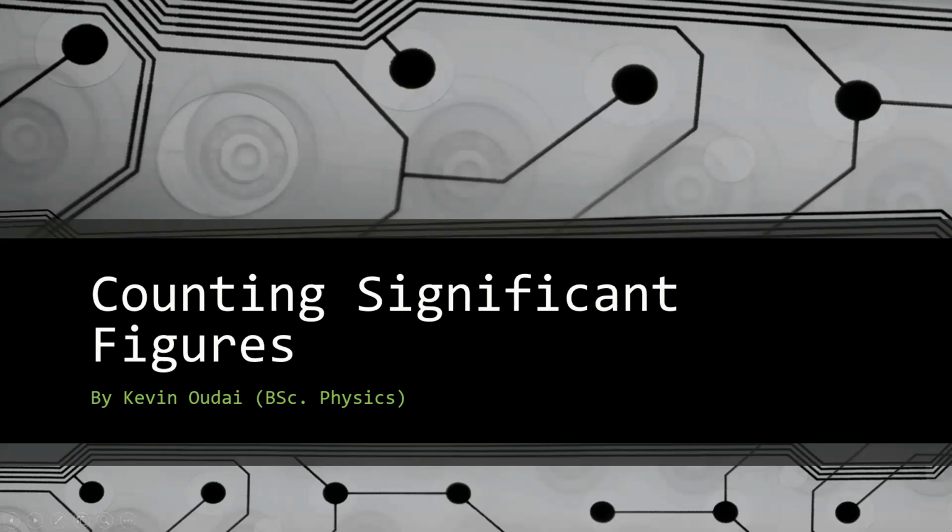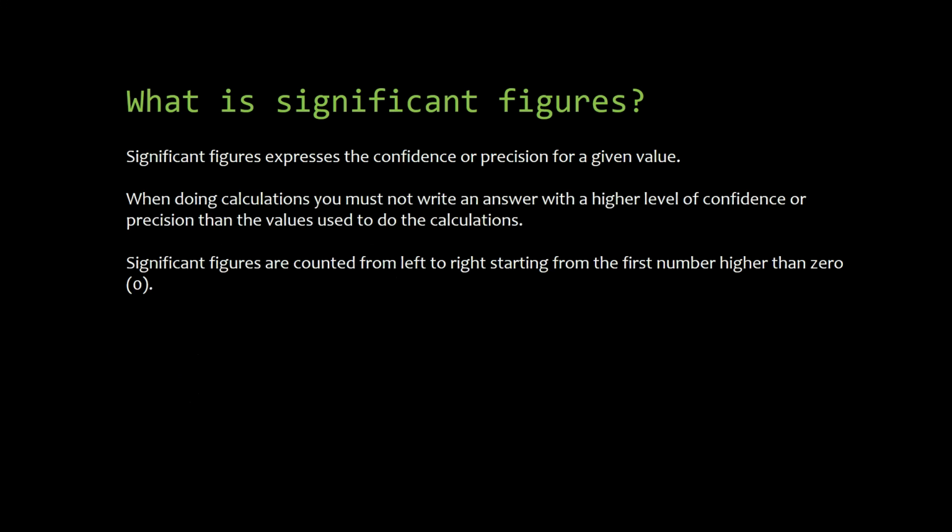In this part of the lesson, we are going to look at counting significant figures. Now, significant figures is just an expression of the degree of confidence or precision for a given value. Let's say, for instance, we have three values: 23, 23.5, and 23.5682. Notice that the one with the most precise answer is this one. That is the one that you would have the most confidence in.